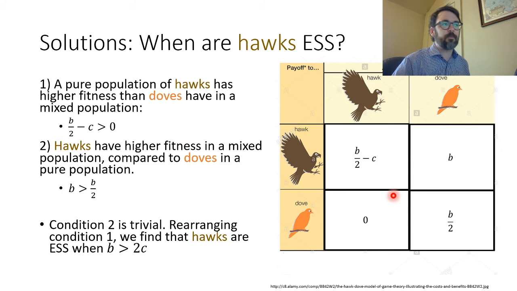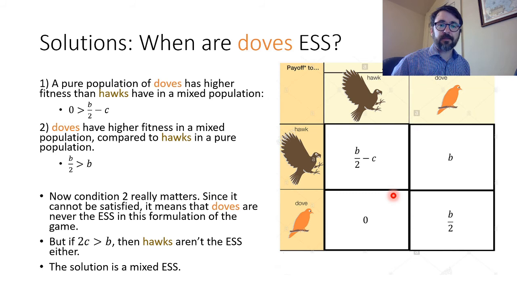When would doves be a pure ESS? Well, basically, it's just the opposite conditions that are going to drive us down into this corner, right? So we need 0 to be greater than B over 2, and we need B over 2 divided by B. So now condition 2 really matters, right? It can never be satisfied. So it means the doves are never going to be the ESS in the formulation of the game. It's never going to be a pure ESS.